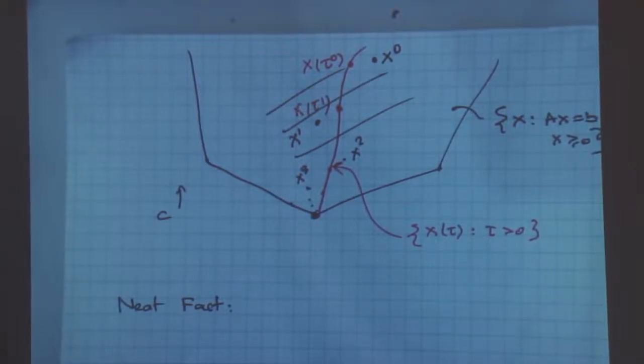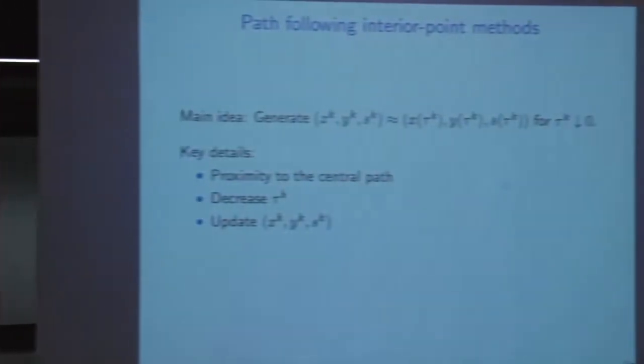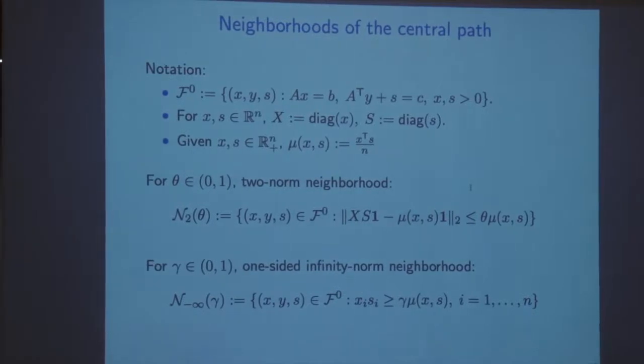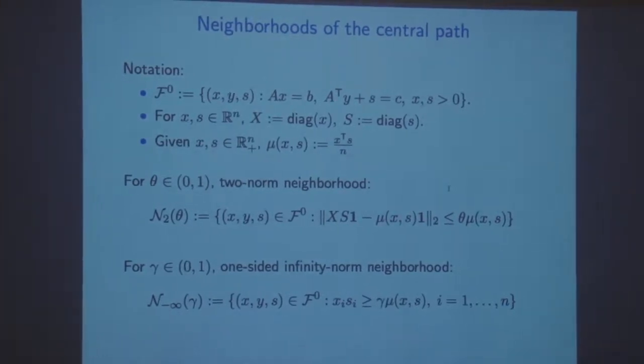So there are a couple of things here to clarify, and that is, what do we use as a measure of proximity to the central path? How do we decrease tau? And how do we update our iterates? Those three are the ingredients at the heart of primal-dual interior point methods. So I need to introduce a little bit of notation to make everything more explicit.